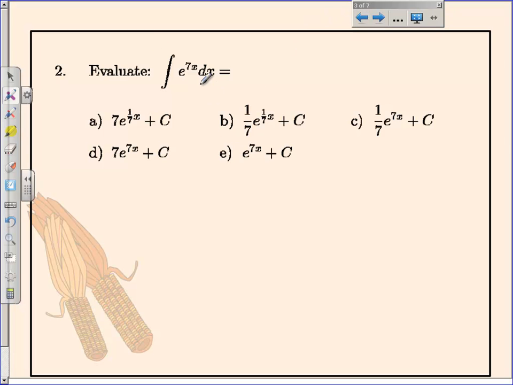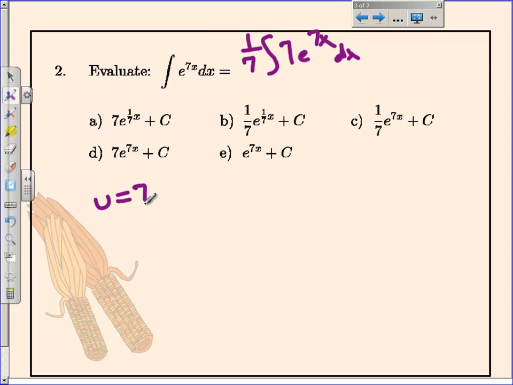What about e to the 7x? Now, I really wish there would have been a 7 right here. So for those of you that are really good with this shortcut, you can just put a 7 right there. And then, of course, out here you'll have to put a 1/7. But for those of you that don't understand that, we're just going to go through u-substitution.